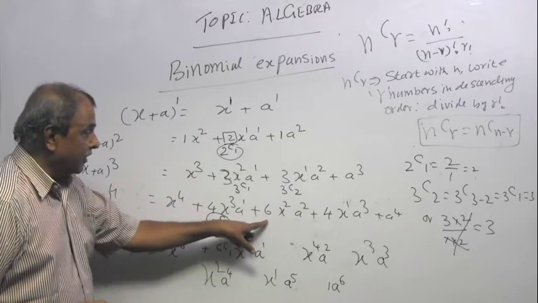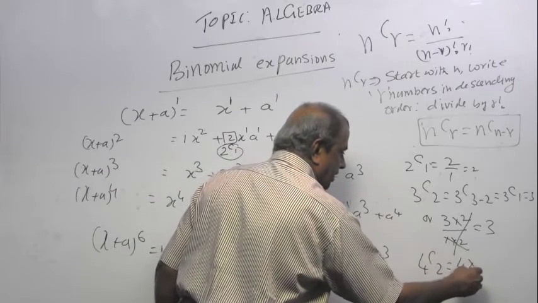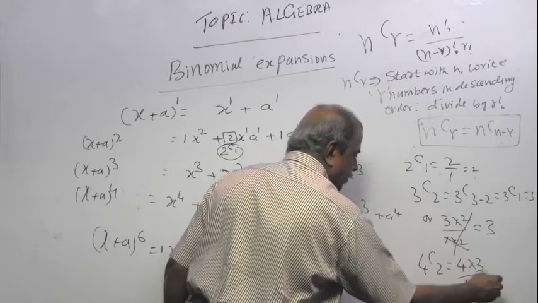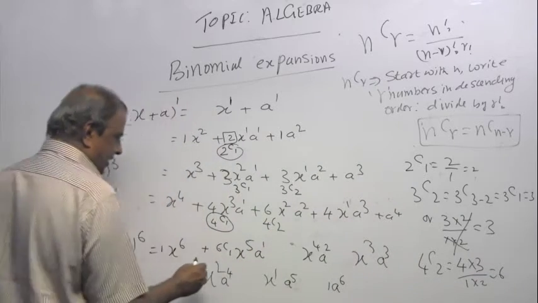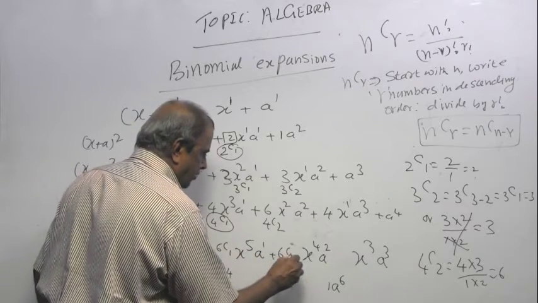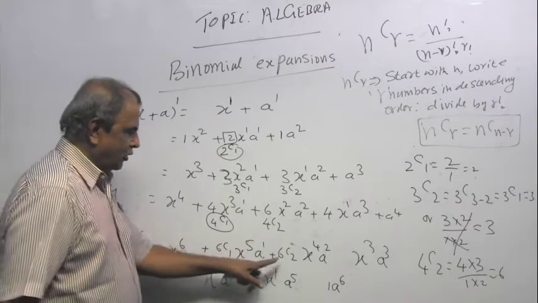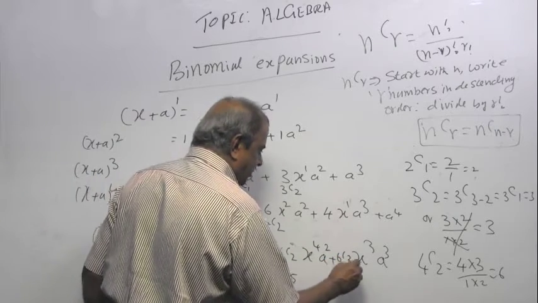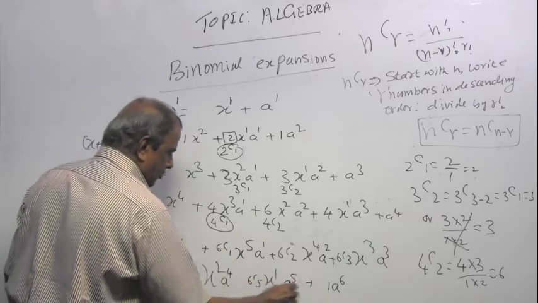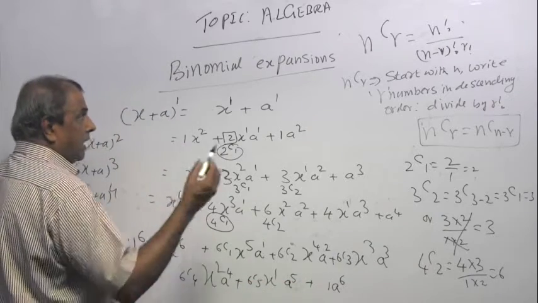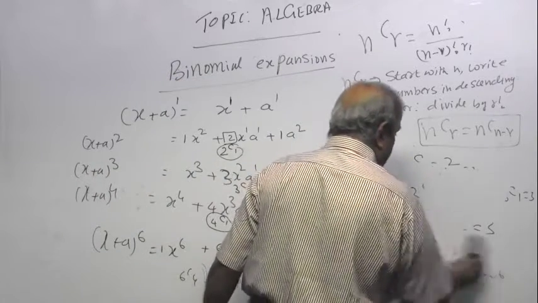Then is that 4C2? Okay. What is 4C2? Start with 4, write 2 numbers, divide by 2 factorial, which is 6. So that is 4C2. And this is 6C2. So by common sense, look, pattern: 6C1, 6C2, must be 6C3, must be 6C4, must be 6C5, and that is 1. But I forgot, I think I did mention, but I didn't write it down.